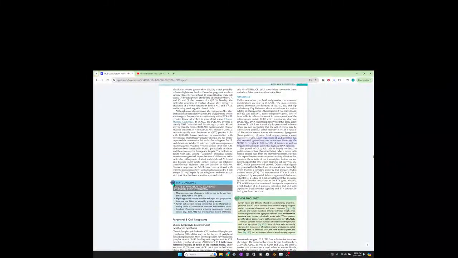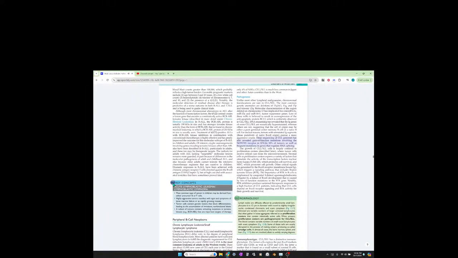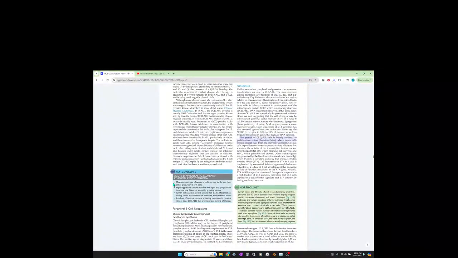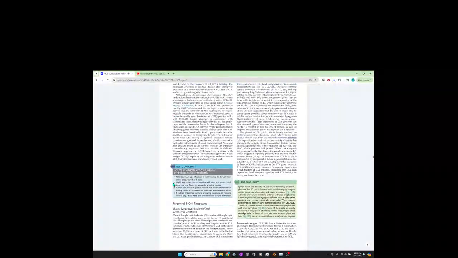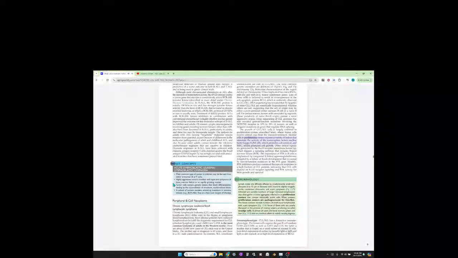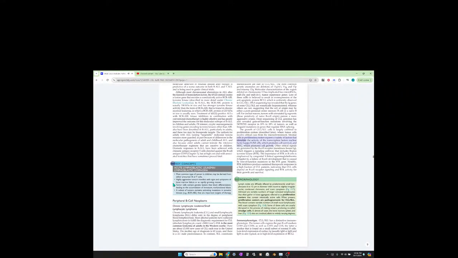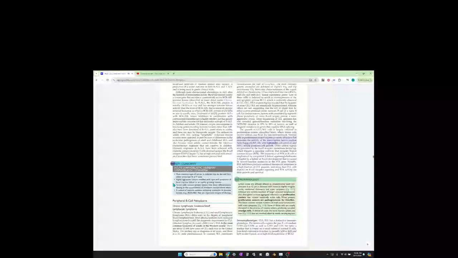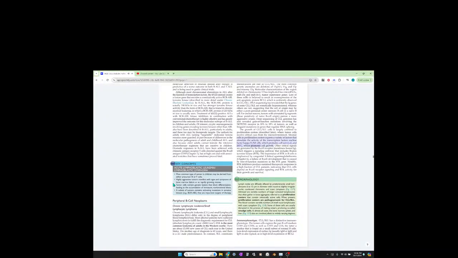Deep sequencing of CLL genomes has also revealed gain-of-function mutations involving the Notch1 receptor in 10% to 18% of tumors, as well as frequent mutations in genes that regulate RNA splicing. The growth of CLL, SLL cells is largely confined to proliferation centers, where tumor cells receive critical cues from the microenvironment, stroma. Cells in proliferation centers express a variety of factors that stimulate the activity of the transcription factors nuclear factor kappa B, which promotes cell survival, and MYC, which promotes cell growth.